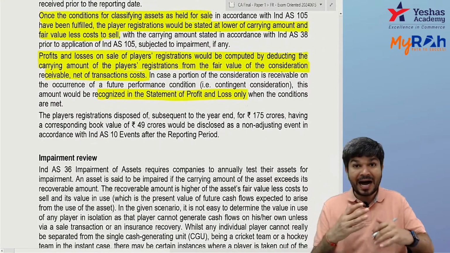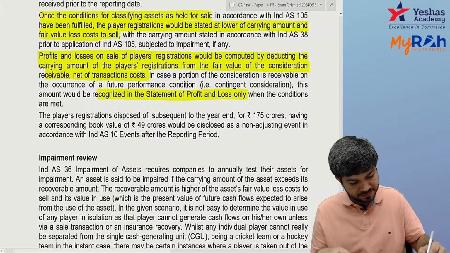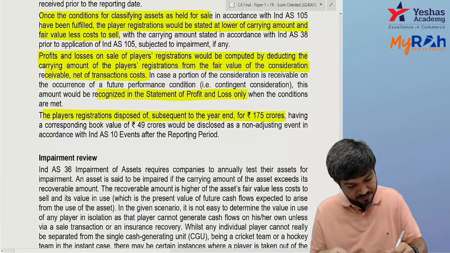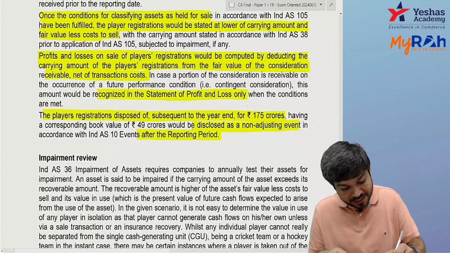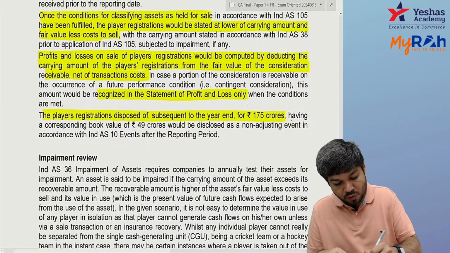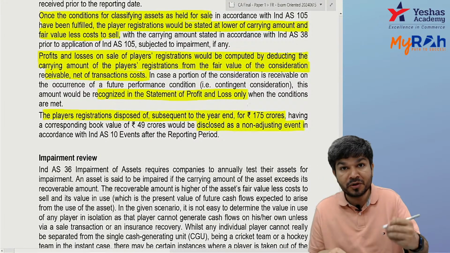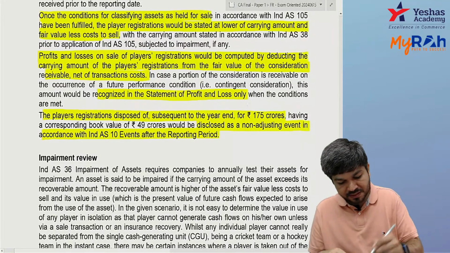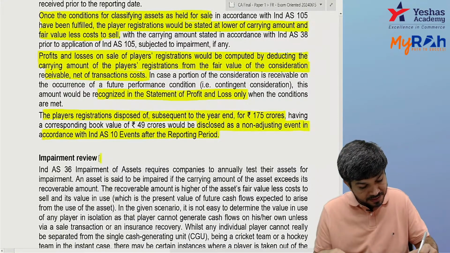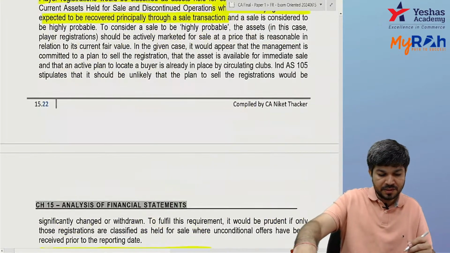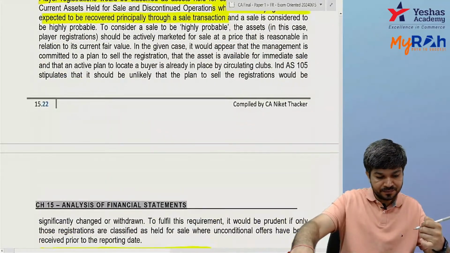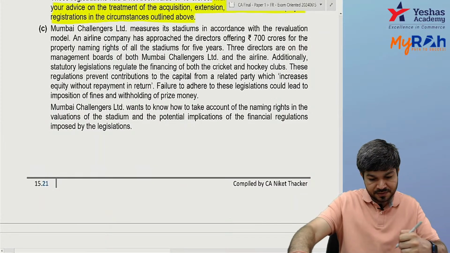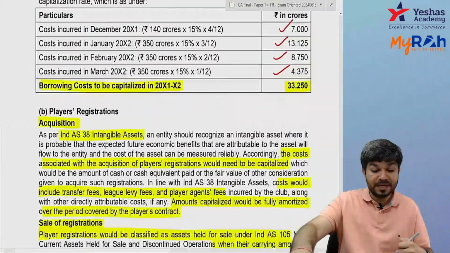A player registration sold after year end is a non-adjusting event, because you sold after year end, so it is removed from your books next year only. It's a non-adjusting event. Okay, next is impairment review. They've covered acquisition, then sale, and after that they asked about the impairment review.